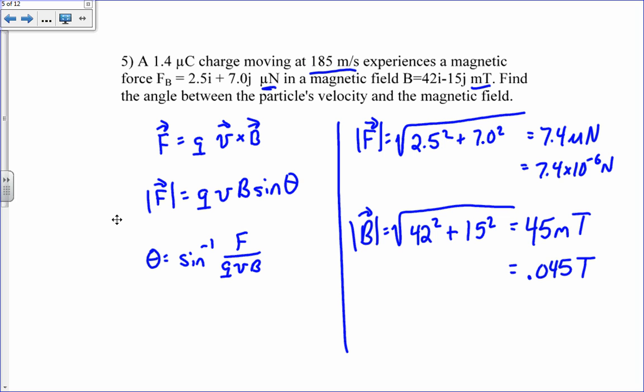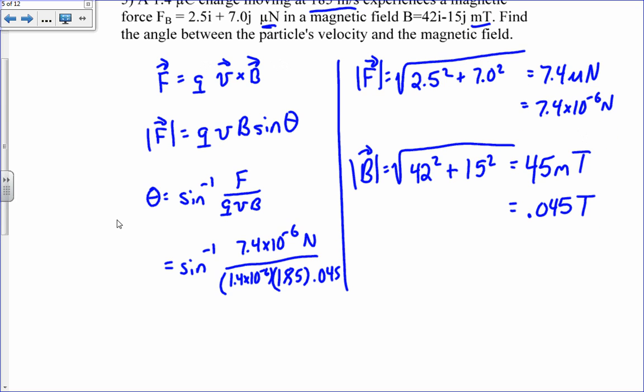All right, so now I just put those values in here. The inverse sine of F, which is 7.4 times 10 to the minus 6 newtons, divided by Q, which is 1.4 times 10 to the minus 6 coulombs, V, which was 185, and B, which is 0.045. Putting that in, I find the angle is 39 degrees.